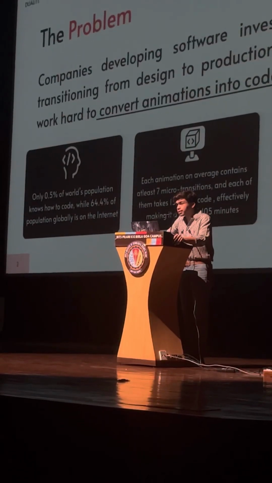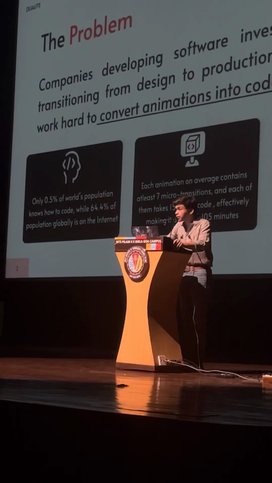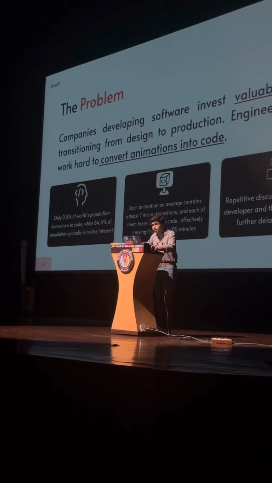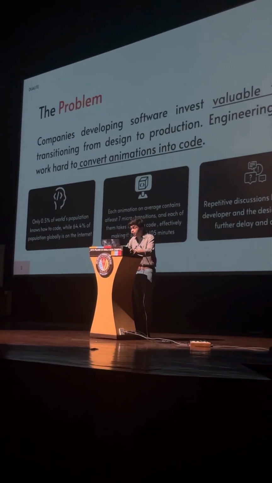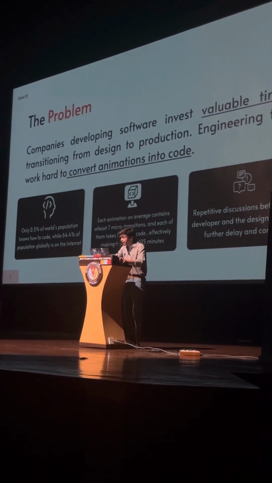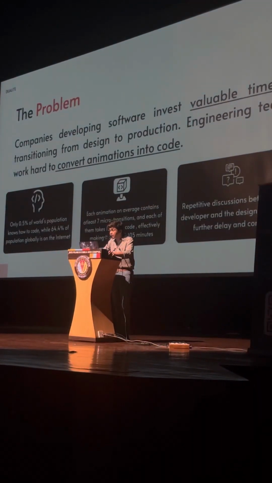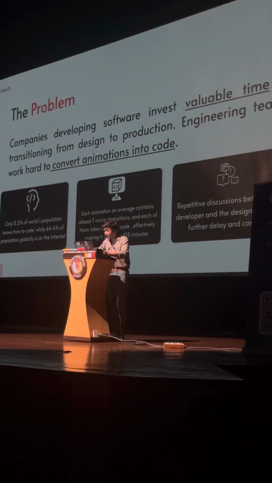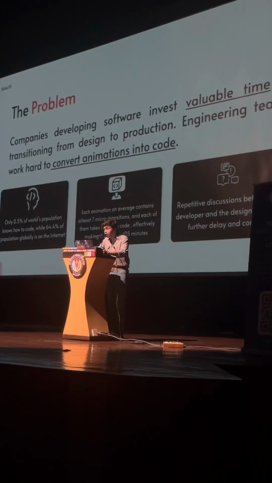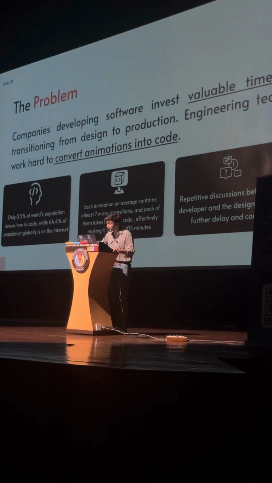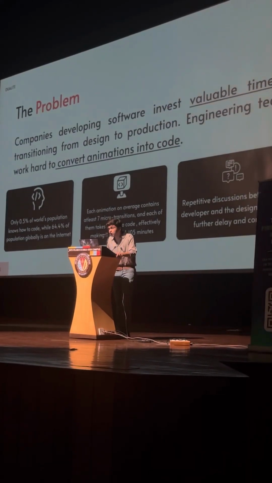So the problem that we are solving today is fundamentally quite big. The companies that develop software today invest valuable time converting design to code. You can even look at the data which says that each web animation on average contains at least 7 micro transitions, and each transition takes around 15 minutes for an average developer to code, effectively making it a task of 105 minutes. So what's the solution?